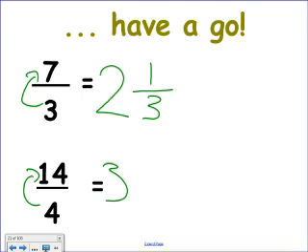4 goes into 14 3 times, which leaves you with 2. 4 stays the same. And 2 over 4 becomes a half. So it's 3 and a half. Just dawned on you. You've seen it.